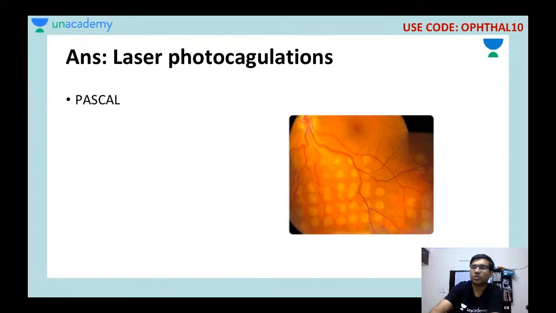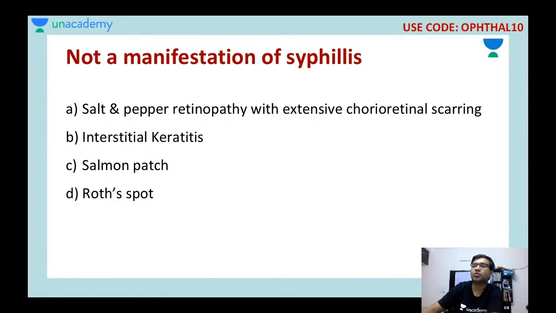Okay, let's move to our next question. The next question is, not a manifestation of syphilis. Your options are salt and pepper retinopathy with extensive chorioretinal scarring, interstitial keratitis, salmon patch, or Roth spots. Try to answer.